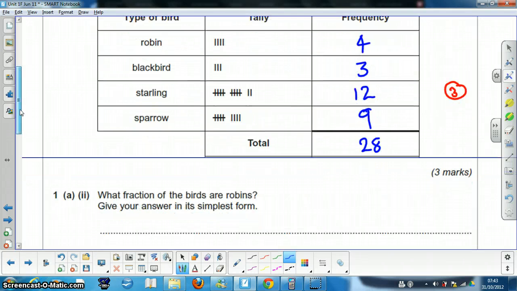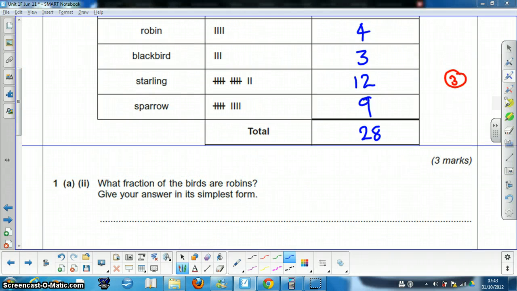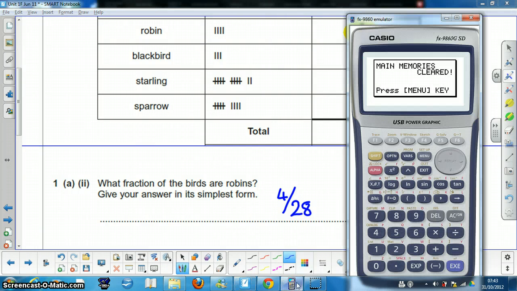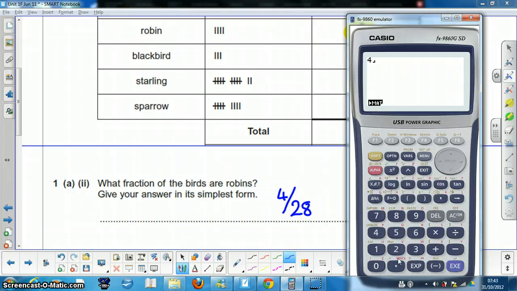Now, what fraction of the birds are robins? Well, there were 4 robins out of a total of 28 birds. So the fraction is, in its crudest form, 4 out of 28. It's a calculator paper. So we type in, just get this working, 4 over 28.